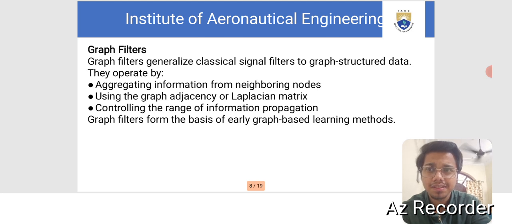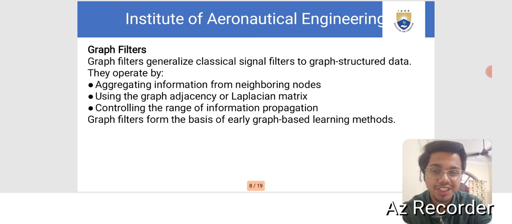Graph filters. Graph filters generalize classical signal filters to graph-structured data. They operate by aggregating information from neighboring nodes using the graph adjacency or Laplacian matrix, controlling the range of information propagation. Graph filters form the basis of early graph-based learning methods.